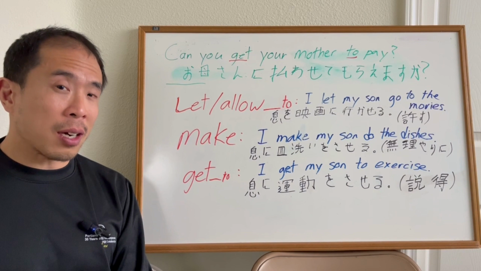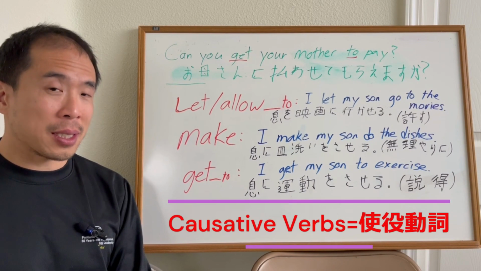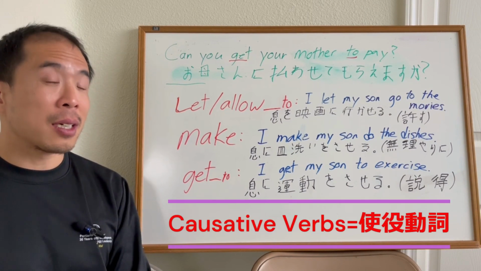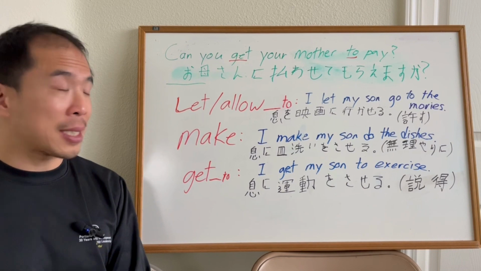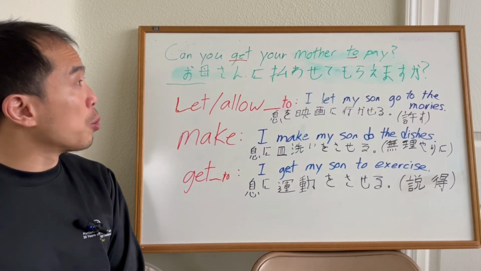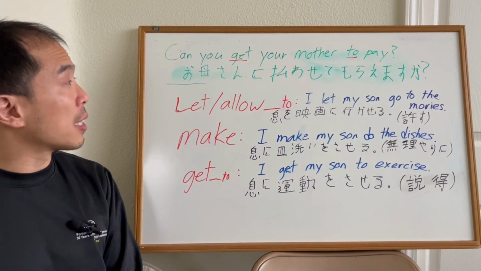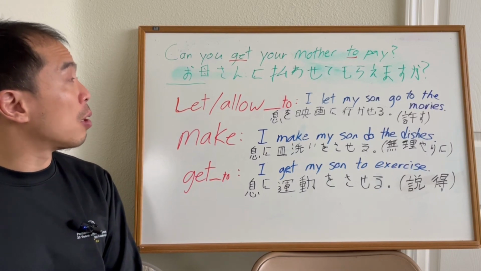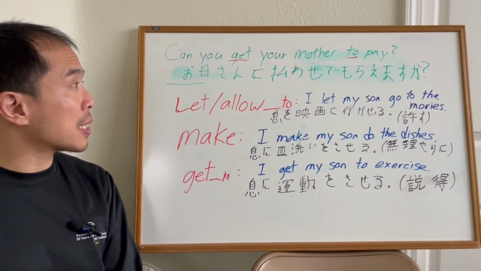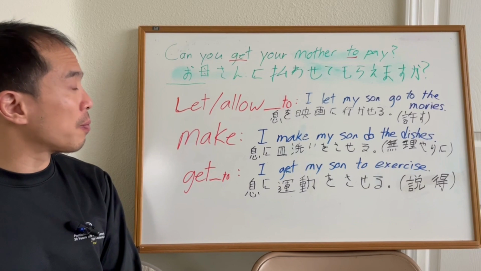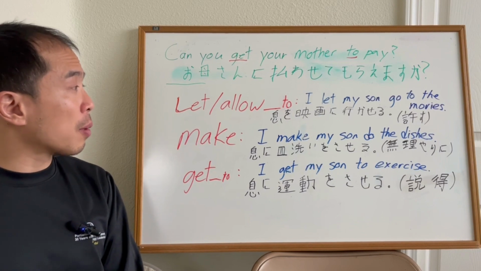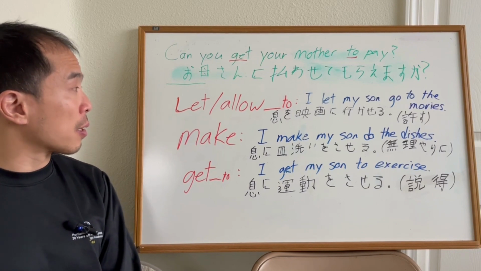Today I wanted to talk about causative verbs. Causative verbs. My students recently came across a sentence like this. Can you get your mother to pay? お母さんに払わせてもらえますか? I want to talk about three verbs in particular.